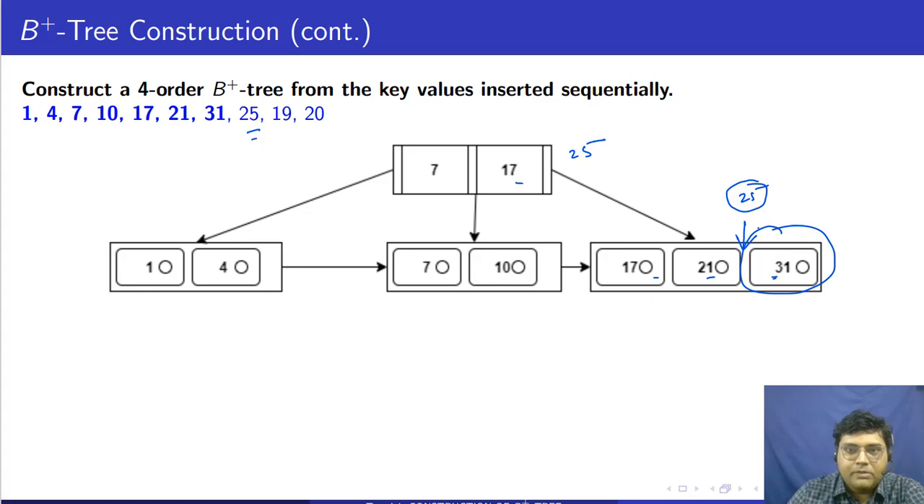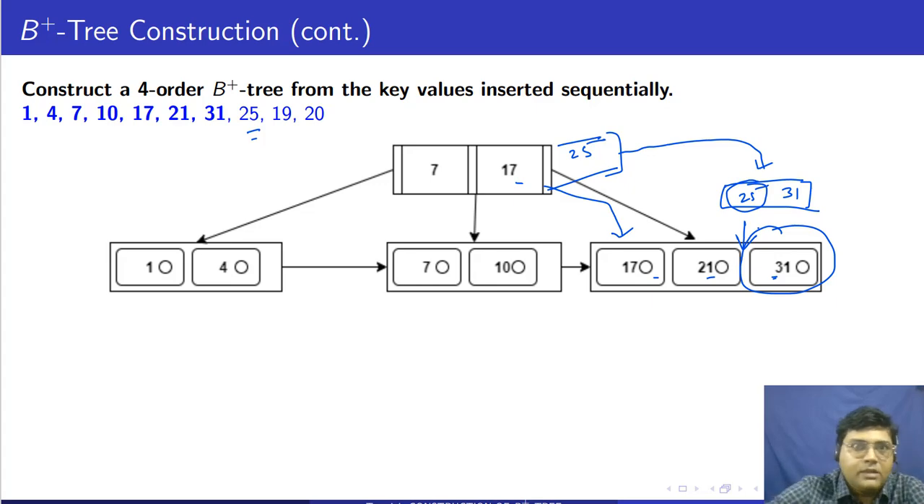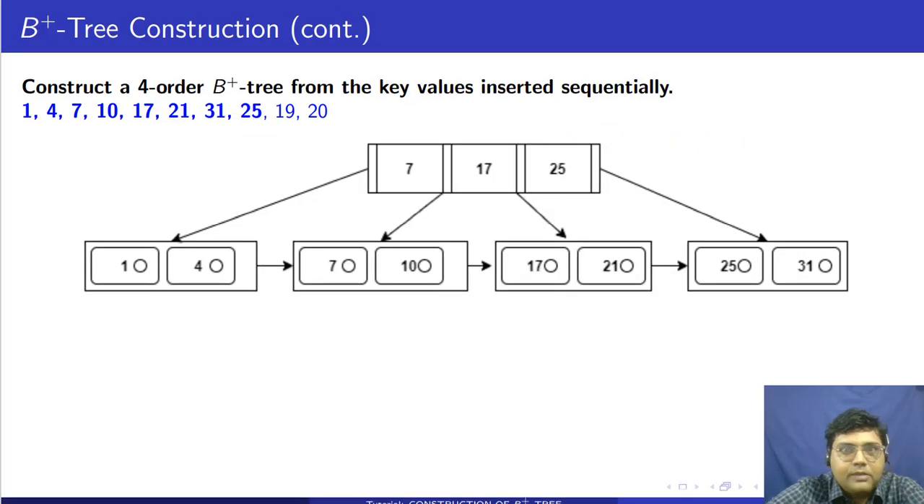It will be merged with the root node. On the left of 25 I'll have this 17 and 21, and on the right side of the 25 I should have 25 and 31, right? So this is what we get after the insertion of 25. On the left side of the 25 I'm having 17 and 21. On the right side of 25 I'm having 25 and 31.